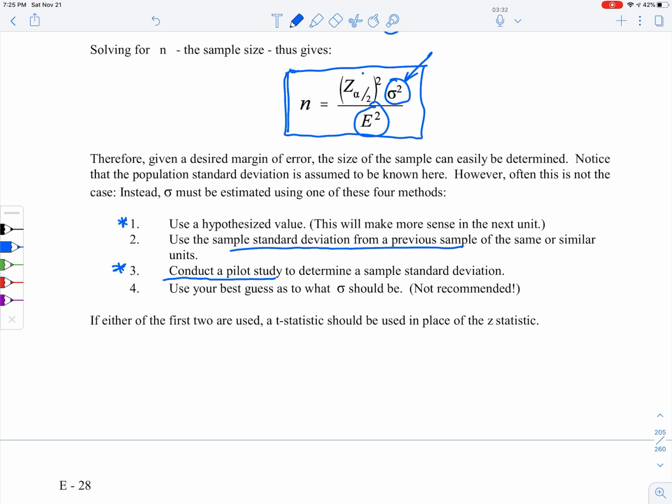Here's a really important one here, and that is to conduct a pilot study, which you should always be doing when you're conducting a sample anyways. So a pilot study is where you just run the survey past a small number of people. They recommend about 10% of the population, but it can be much smaller than that.